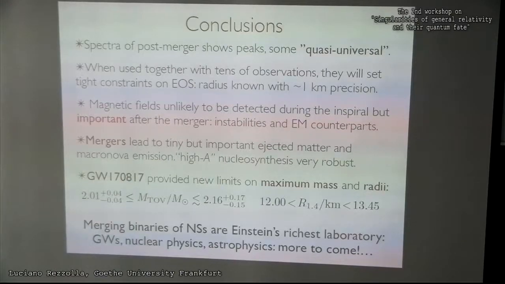The last point: the title of my talk is that I think Einstein's richest laboratory is represented by neutron stars. Of course, he didn't know anything about neutron stars when he was working on gravity, but it's amazing how a single object can have so much in terms of gravitational physics, nuclear astrophysics, and of course, astrophysics. And I'm looking forward to more detections to come. Thank you.